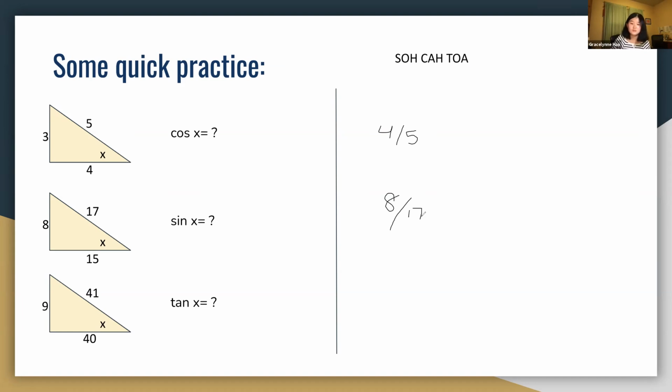And for the last problem, we want to find the tangent of x. So we want to find the opposite length over the adjacent length. The opposite in this case is 9, and the adjacent length is 40. So once again, congratulations to everyone who got it right, especially if you're learning this for the first time, because that's actually pretty quick to pick up. But for now, let's move on unless anyone has any questions.